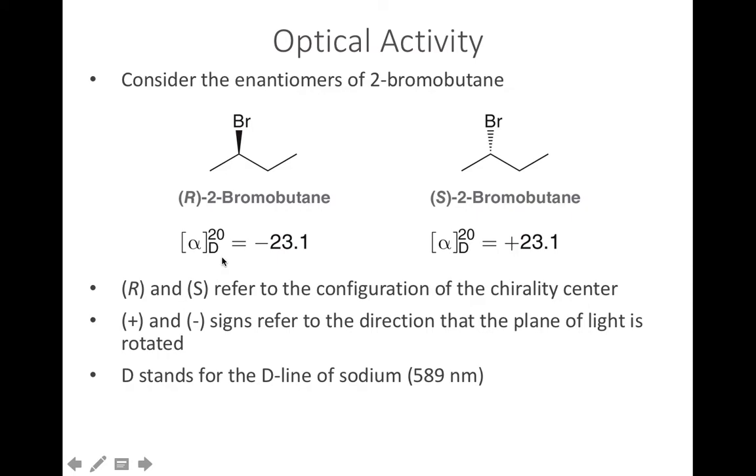And here, the 20 is the temperature, usually in degrees Celsius, and then this should be the wavelength. A very common wavelength to use is the D line of the emission spectrum of sodium, and that's 589 nanometers. And so if you see a D here for the wavelength, that means 589 nanometers.